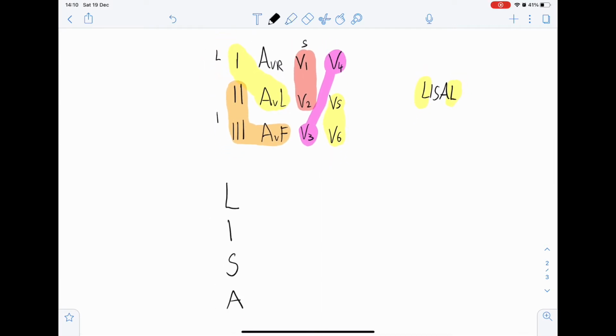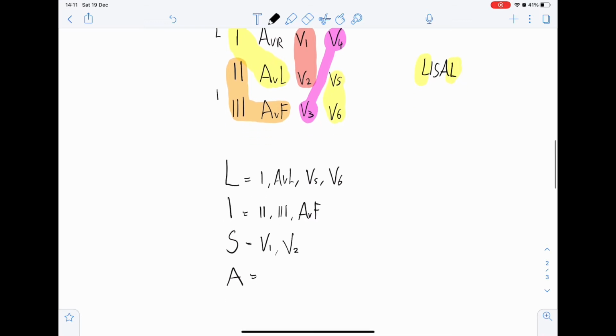So let's go on here and just note down what we've written. So we have lead 1, AVL, V5, and V6 as our lateral leads. For our inferior leads, we have 2, 3, and AVF. For our septal leads, we have V1 and V2. And then finally, for our anterior leads, V3 and V4. So there we've been able to match up what side of the heart they all represent.